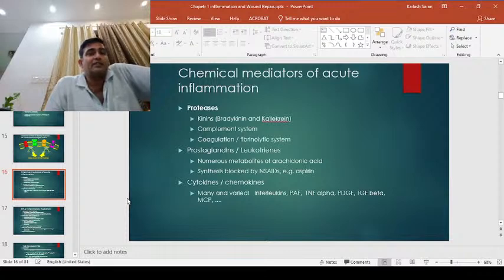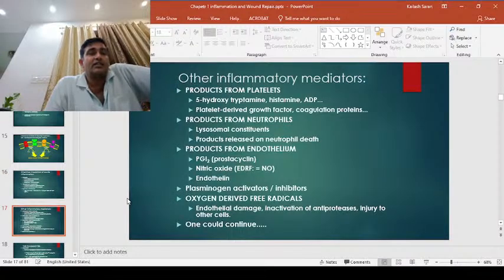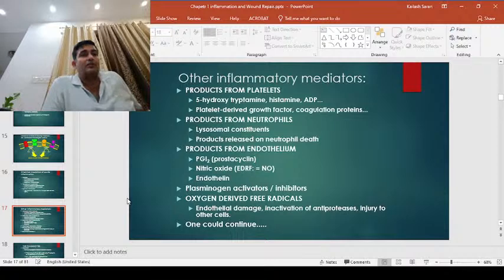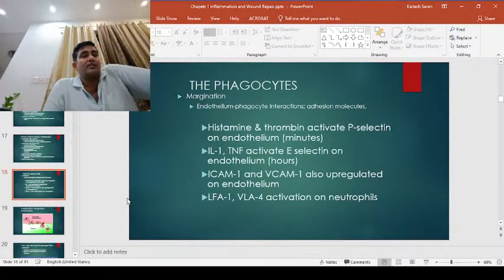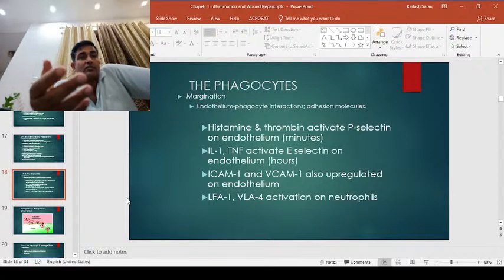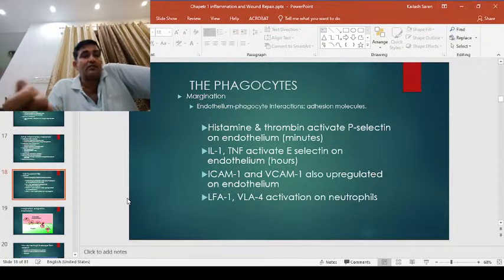Then chemical mediators: proteases, prostaglandins, cytokines, products from the platelets, from the neutrophil, from the endothelium, and then plasminogen activator inhibitors, oxygen-derived free radicals, which cause the injuries. Then the phagocytes, the migration, histamine, where it is produced. Then IL-1 and TNF activate E-selectin. All activities related to the endothelium, like histamine release or thrombin activation of P-selectin, E-selectin, and ICAM or VCAM are also upregulated on the endothelium.